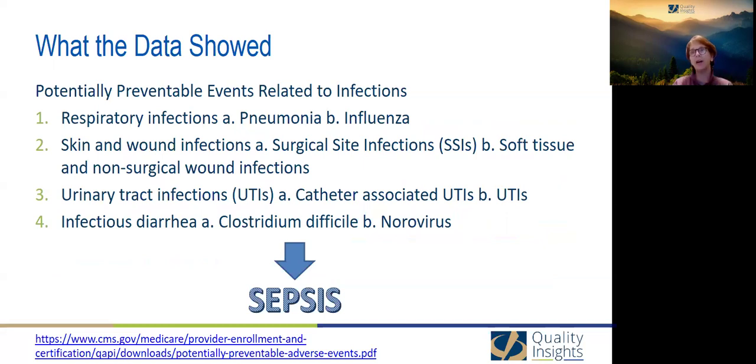So again, of note, 2 of our 6 tracked diagnoses from the original study show up here: pneumonia and UTIs. And these are also the events that can lead to sepsis, yet another tracked diagnosis. These events include respiratory infections, specifically flu and pneumonia, skin and wound infections, UTIs, and infectious diarrhea, both C. diff and norovirus.